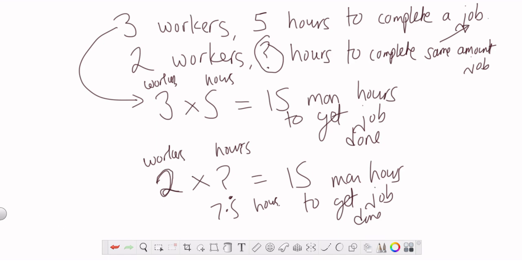Okay, the one assumption that you can make about this, for this to be accurate, is that all workers work at the same rate. That's the assumption you make.